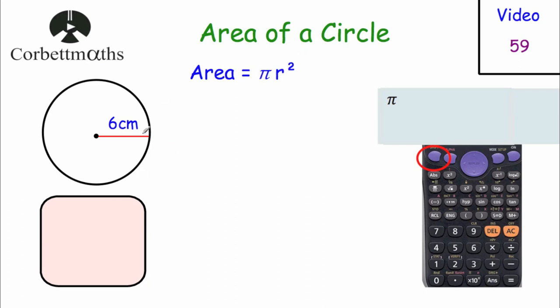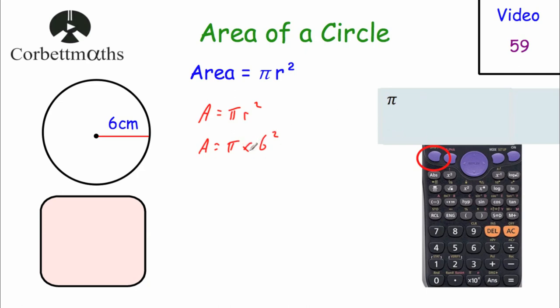So here we've got a circle and we want to find the area of this circle, and it's got a radius of 6 centimetres. The distance from the centre to the edge is 6 centimetres. So the area is equal to pi r squared. So it's going to be area is equal to pi times the radius 6 squared. So what we could do is on our calculator, we're just going to type this in, pi times 6 squared.